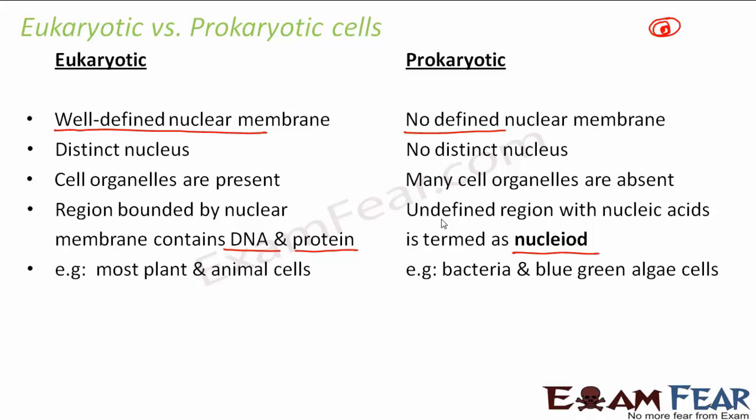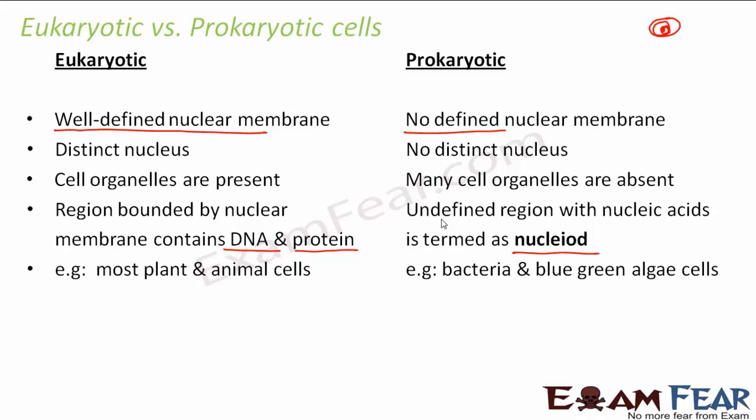Because most of the cells which we see are eukaryotic, human beings or any animal or bird, so they will all be eukaryotic, where you have all cell organelles present surrounded by membranes, where you have a distinct nucleus which is surrounded by a nuclear membrane. But in prokaryotic cells, everything is vague. You do not have distinct organelles. You are not able to see the organelles specifically because they are not surrounded by any membranes.